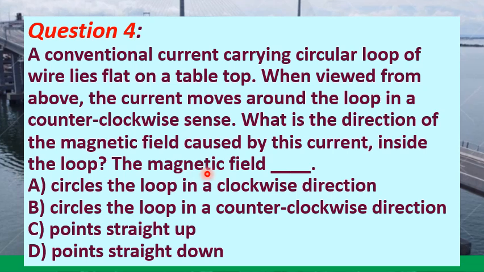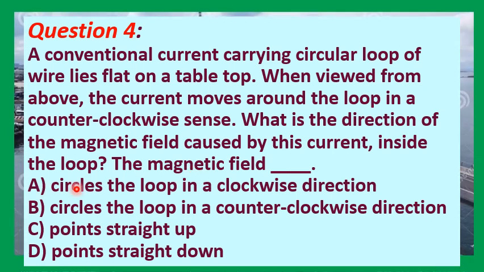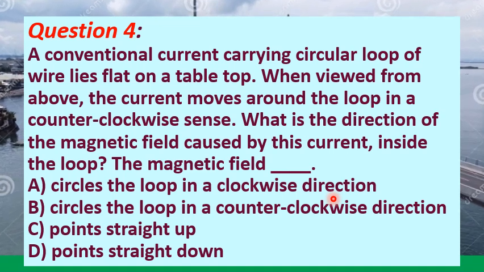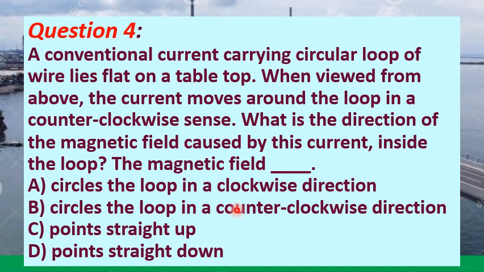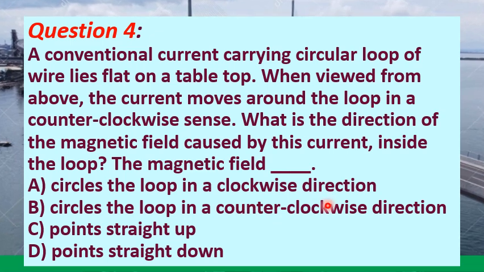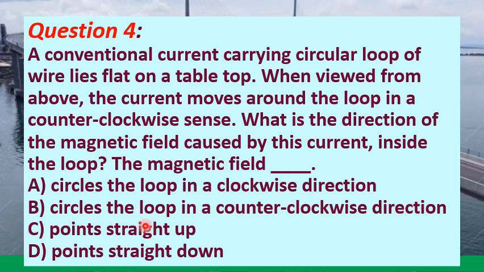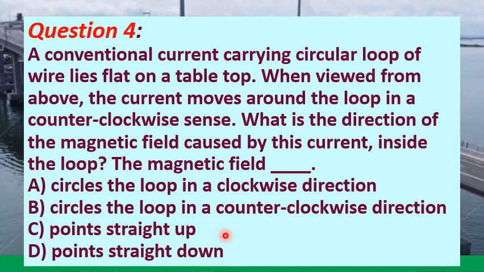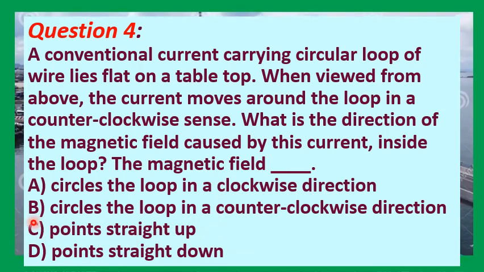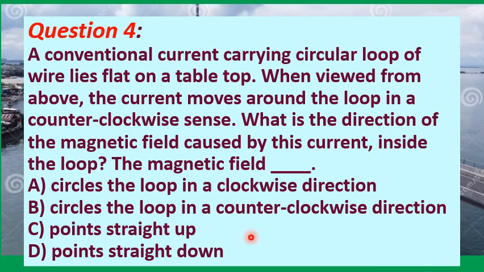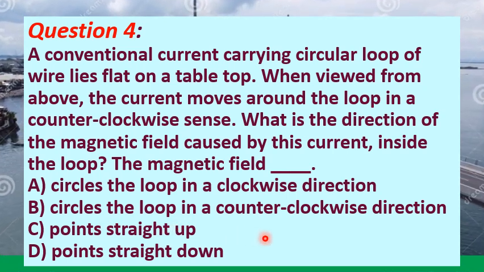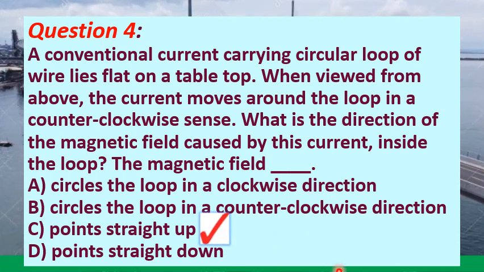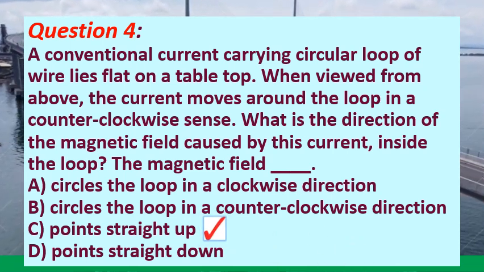The magnetic field, option letter A, circles the loop in a clockwise direction. Option letter B, the magnetic field circles the loop in a counterclockwise direction. Option letter C, the magnetic field points straight up. And option letter D, the magnetic field points straight down. The correct answer is option letter C. The magnetic field points straight up.